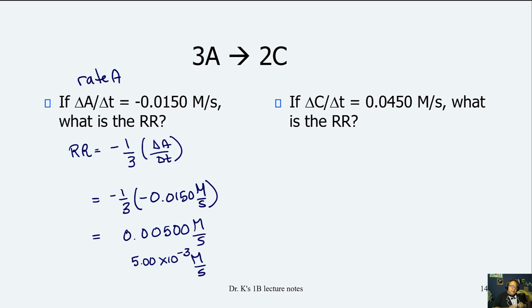All right, there it is. So it's asking for the reaction rate, and so I took the 3, that's the coefficient for A, and I divided by 3, took the negative sign, multiplied by the rate for A. That's what this number is here. So that's what gives me this part that's right here. Now, do the math, get this, do the math, get that. So this is the reaction rate.